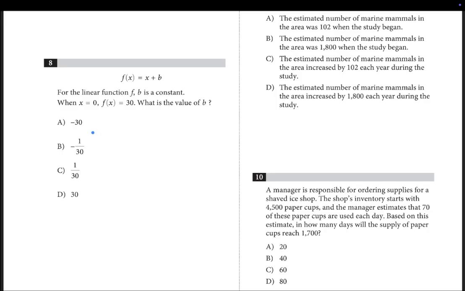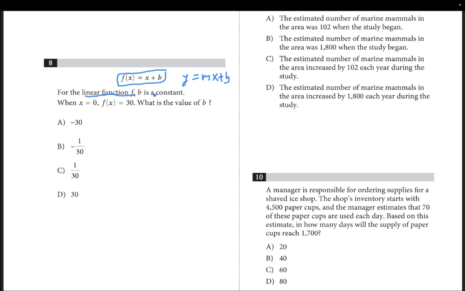Question number 8 states, for the linear function f, b is a constant. When x equals 0, f of x is equal to 30. What is the value of b? So the SAT does a lot of things, like including big words in our problem, to trick you when they really mean nothing. So it states for the linear function f, which really just means this equation is going to be in the form of y equals mx plus b.